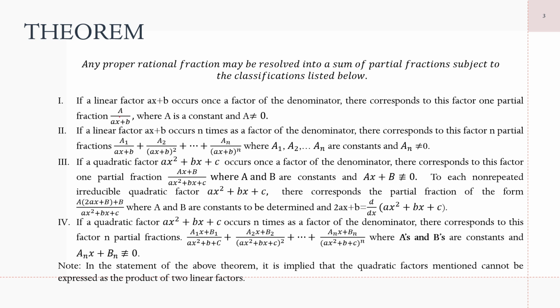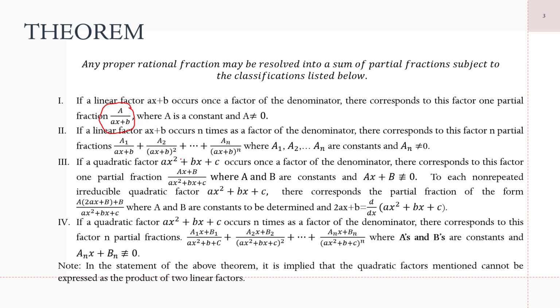Take note of this one: it is one partial fraction, where a is a constant and a should not be equal to 0. The second case: if a linear factor ax plus b occurs n times as a factor of the denominator, there correspond n partial fractions: a1 over ax plus b, then a2 over ax plus b squared, and so on, where a1, a2, up to an are constants, and an should not be equal to 0.